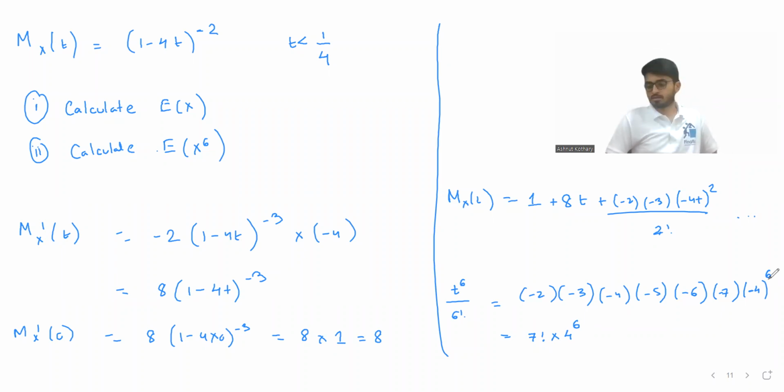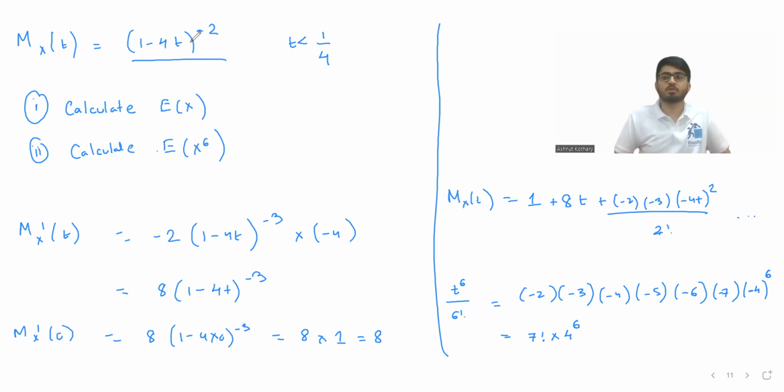There is no easier way than this. Either differentiate 6 times or find the pattern and get this. There is no other alternative using the MGF; this is the way. Or another way, if you want, is to use the result for expectation x to the power 6. You can identify that this is nothing but the MGF of a gamma distribution.